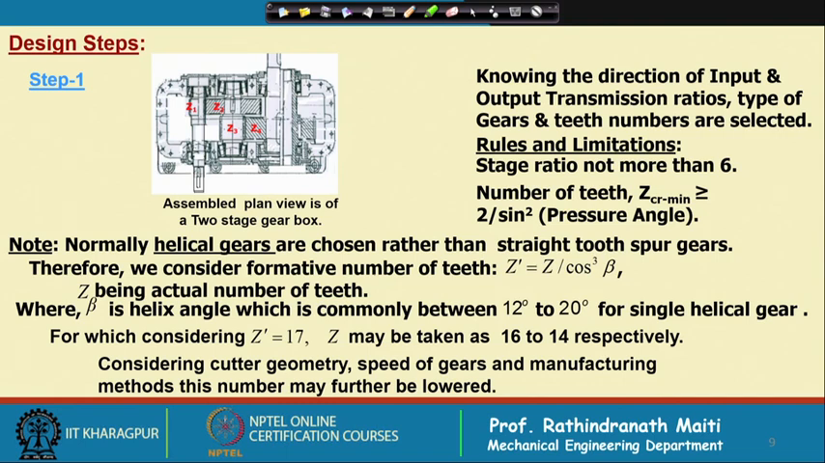The minimum number of teeth, that is ZC, is 17. So, we consider the formative number of teeth to be 17. That means, if we consider 12 degree to 20 degree helix angle, 16 to 14 teeth we can take easily. Whereas, in the case of straight tooth spur gear, if we consider 14, there will be undercut. Considering the cutter's geometry, speed of gears and manufacturing methods, this number may further be lowered.